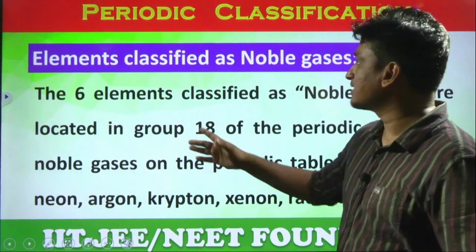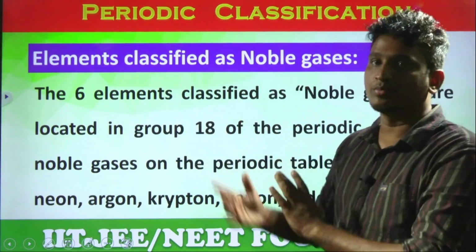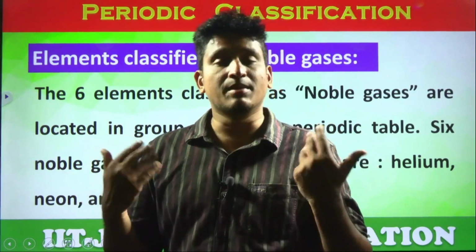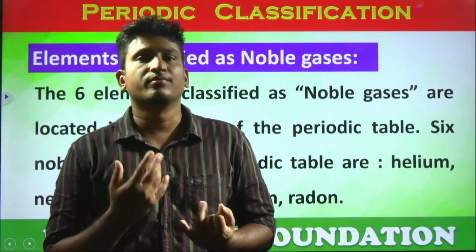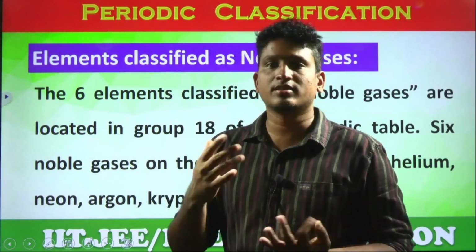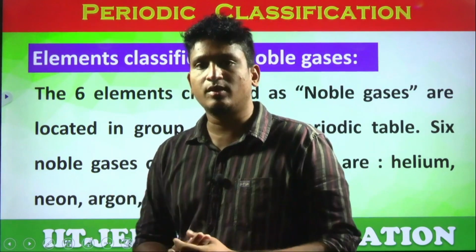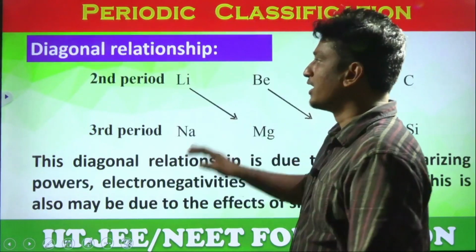Next, elements classified as noble gases. The last group, this also we discussed. The last group elements are chemically unreactive. Helium, neon, argon, krypton, xenon, radon, all these elements are chemically unreactive. Why? Because they have completely filled configurations. So that's why they're called noble gases.